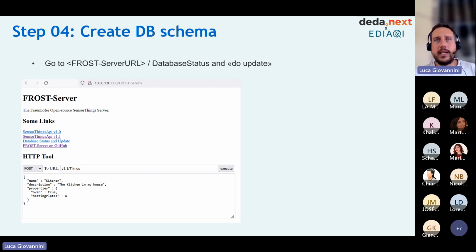We have created a database dedicated to Frost in Postgres. We have connected the Frost application to the database and fine-tuned the parameters of the Frost application. Now, finally, we can tell Frost to create the DB schema in the way we have requested through the parameters.